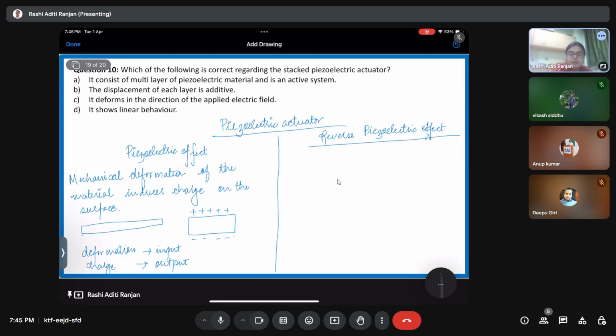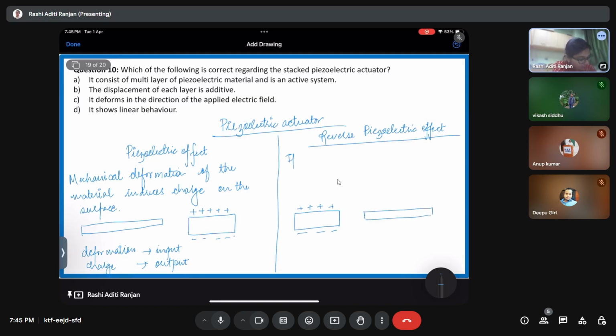Reverse piezoelectric effect. What happens in this? In this case, if my material is like this, and if I apply charge on it, it is going to result in what? Deformation.